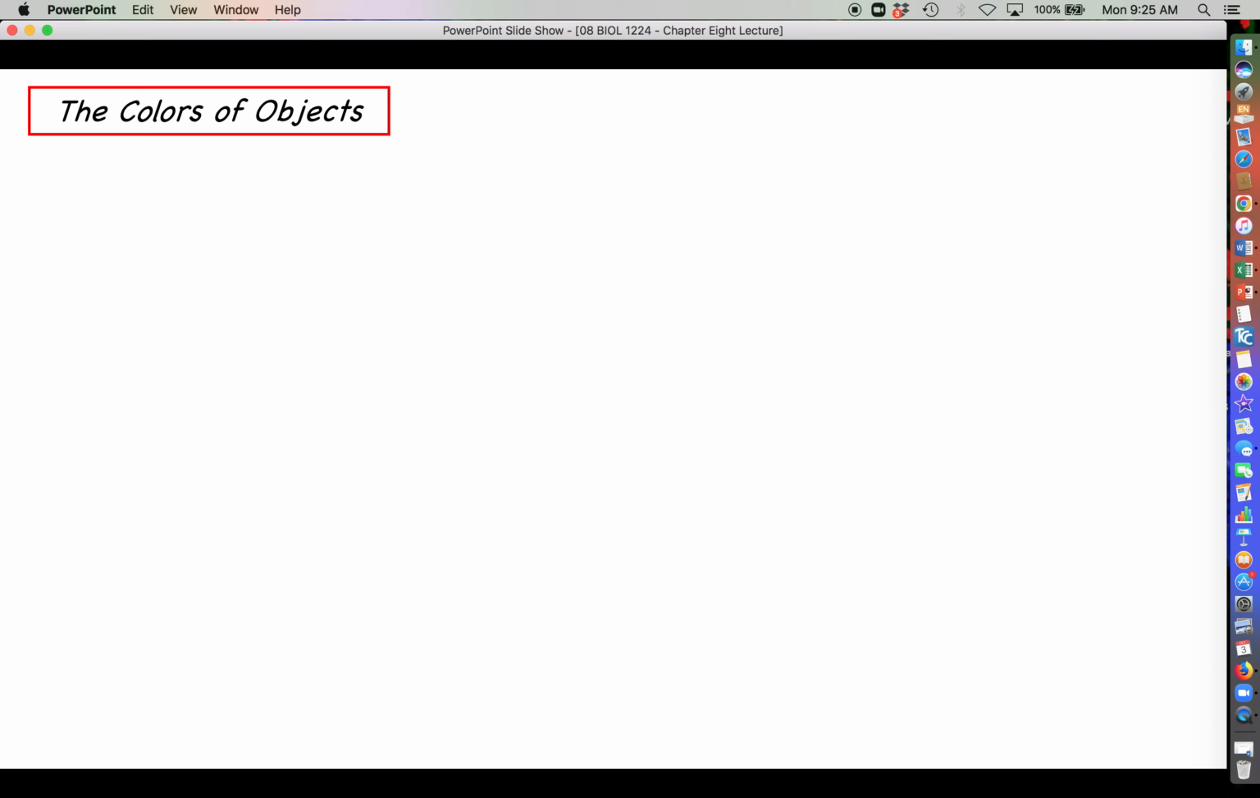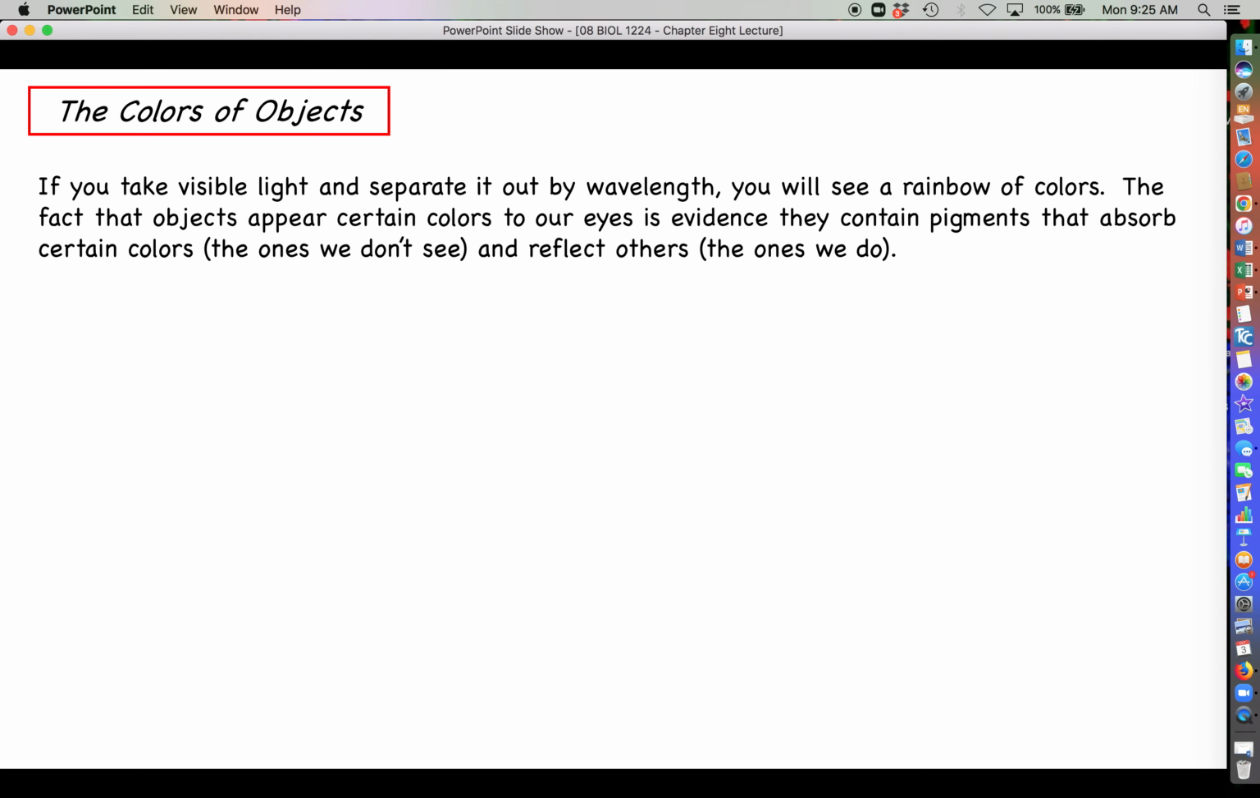Okay, finally, let's wrap up this discussion by discussing the color of objects. The idea here is that if you take visible light and separate it out by wavelength, you will see a rainbow of colors. After a rainstorm, this is the very reason why you might see a rainbow. The light from the sun, which is usually all kept together and appears as white light, passes through rain clouds, and the rain droplets act as a spectrum and separate the light out into all the different wavelengths.